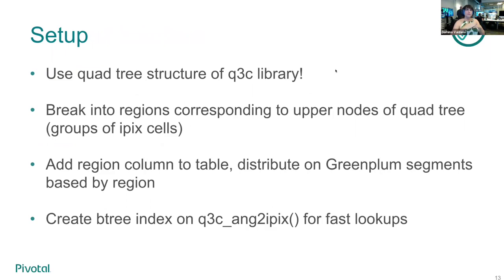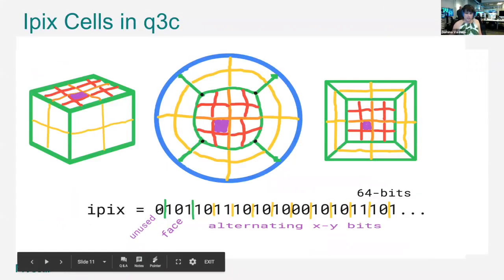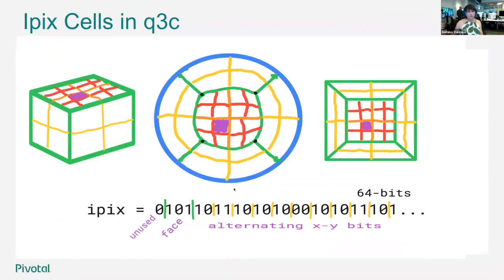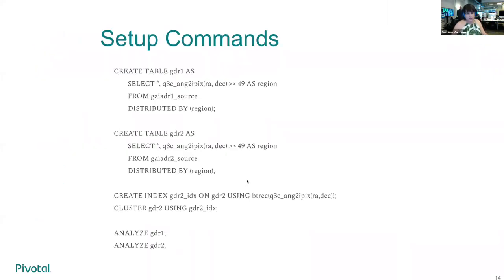So originally we were thinking you can parallelize it by taking slices or something, but none of that works quite as well as just using the structure of the Q3C library itself. What I ended up doing, which works very well, is taking groups of IPIX cells. If you take this IPIX number and just take the most significant bits up to a certain point, you get a region of IPIX cells which ignores the higher resolution stuff. That basically represents a node that's fairly high up in this quad tree.